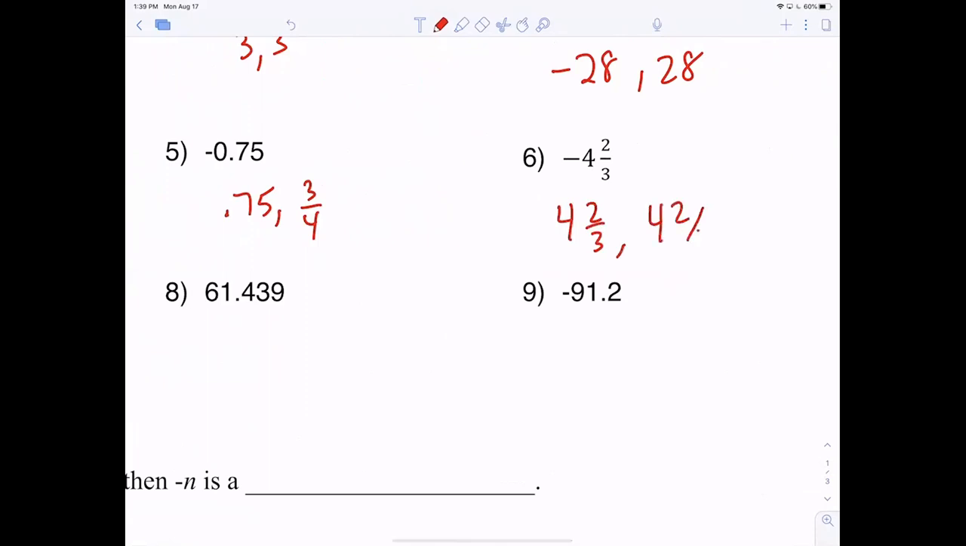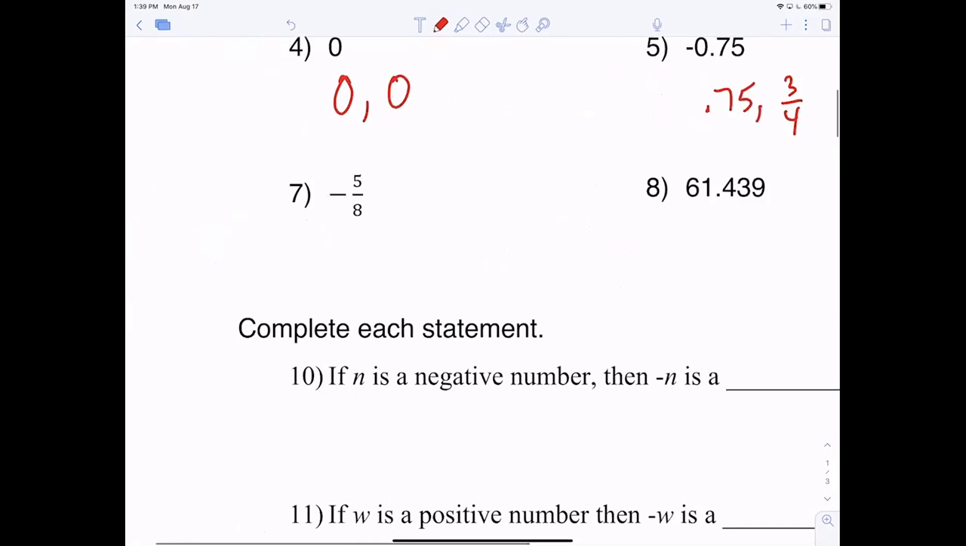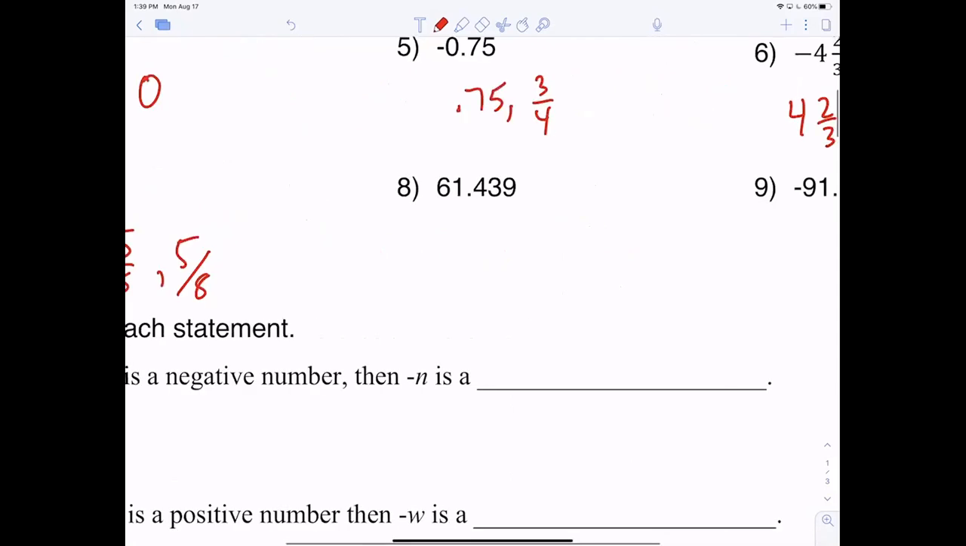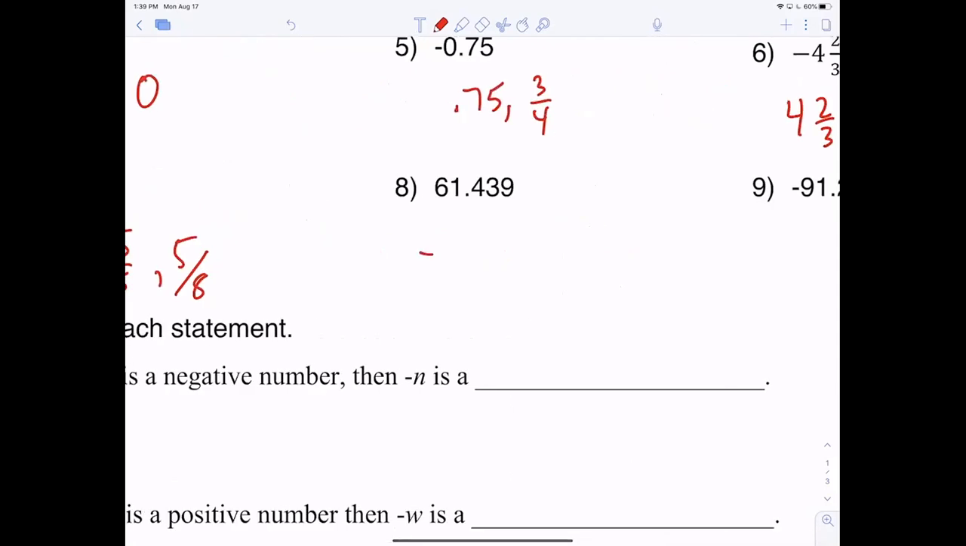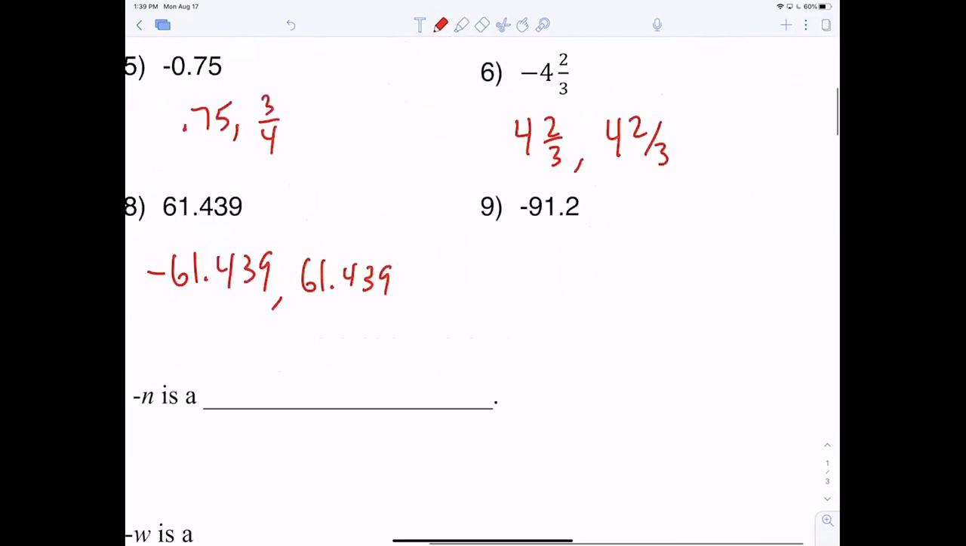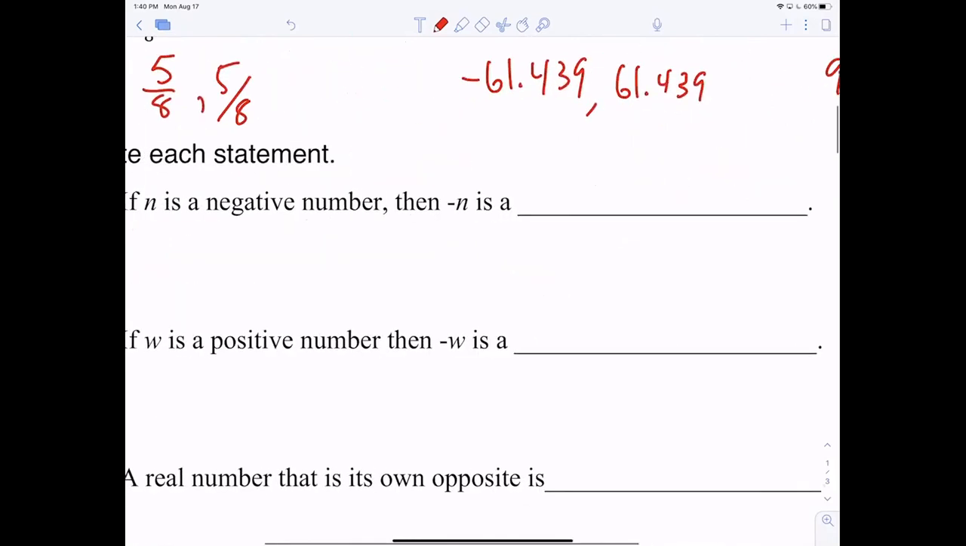Yeah, that's easy. All right, just to make sure. Number 7: 5/8 and 5/8. Number 8: -61.4 and 61.4. Yeah, we're doing great. Okay, number 9: 91.2, 91.2. Thank you so much. That was good. All right, next.